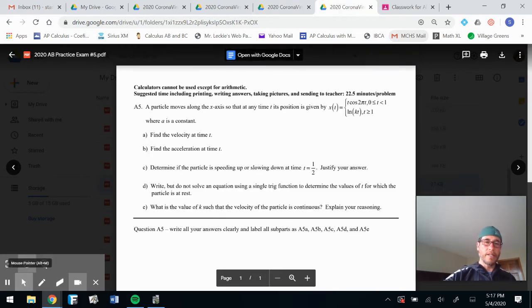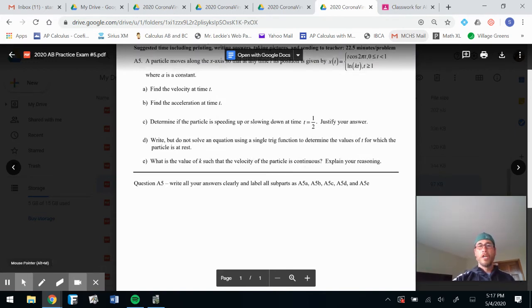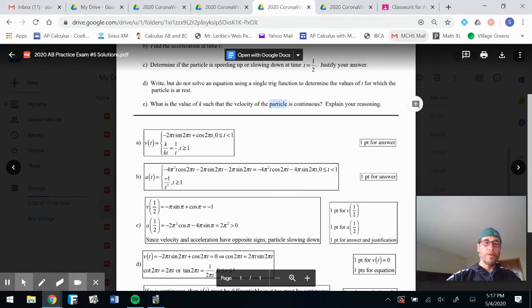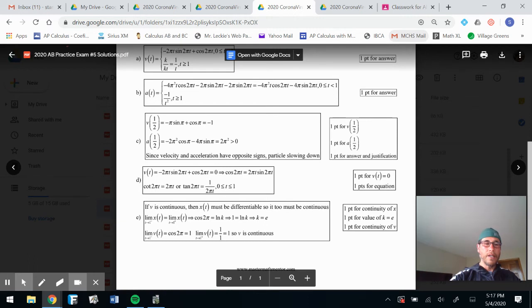Okay, let's go to part D. Write but do not solve an equation using a single trig function to determine the values of t for which the particle is at rest. Remember, the way we always find out if a particle is at rest is we want to know when the velocity is equal to 0. They want us to involve a single trig function to determine these values. How would I do that? Velocity you would set equal to 0. So there it is, set that equal to 0. Then you would just subtract that cosine over, divide by the negative, and you get this.